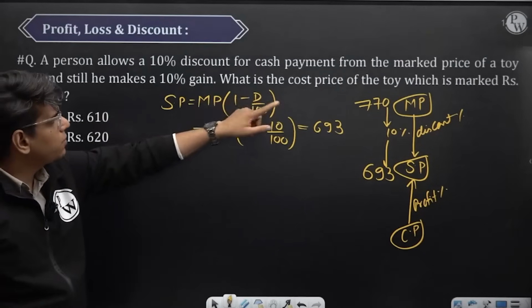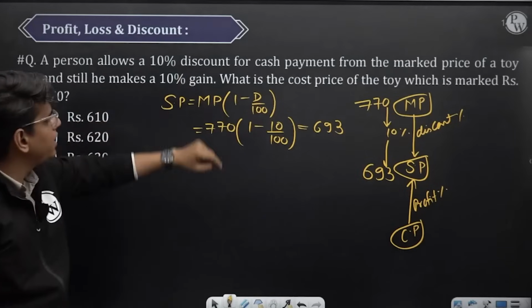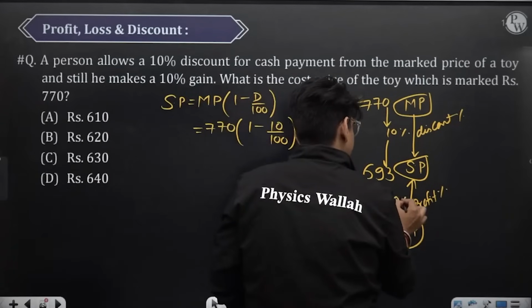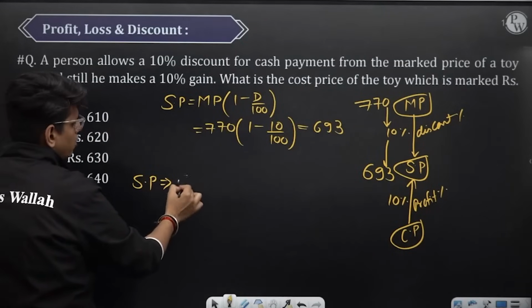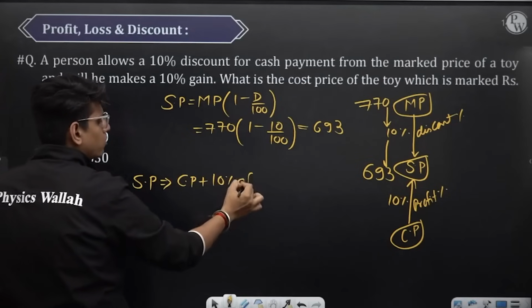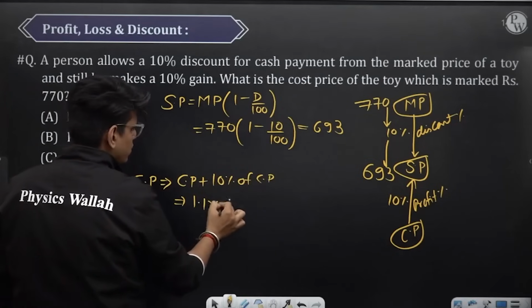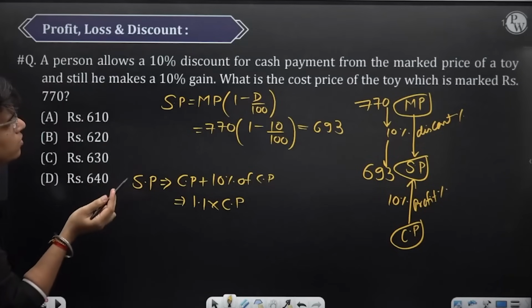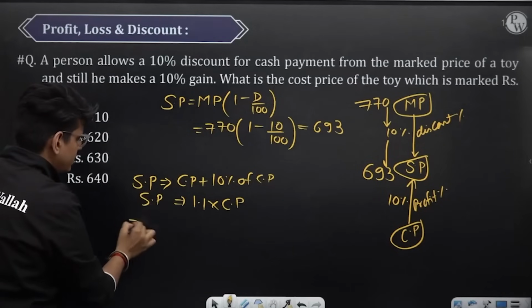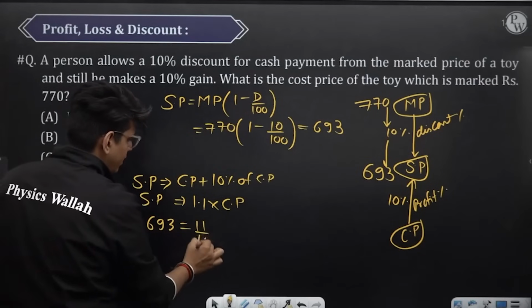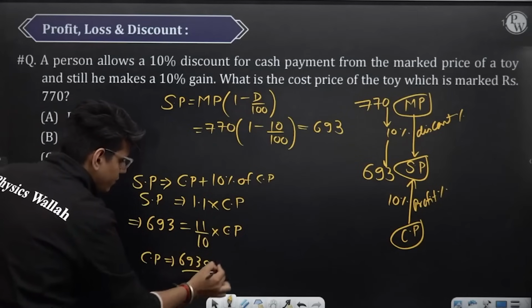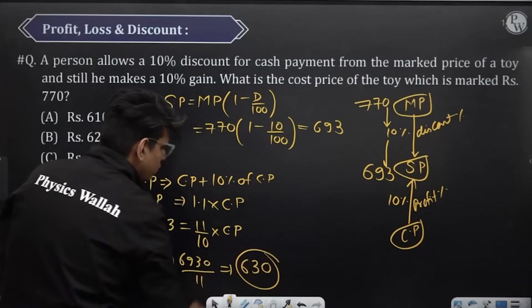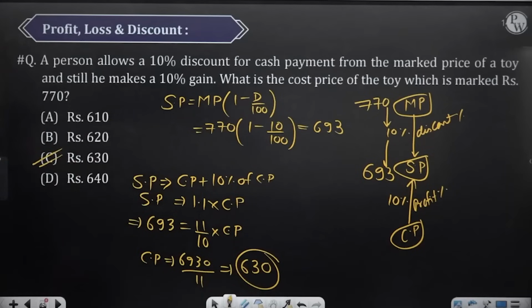He allows a 10% discount on the marked price of the toy, and still he makes a 10% gain. Still the profit is 10%. That means selling price equals cost price plus 10% of cost price. That means 1.1 into cost price. Okay. So what is the cost price? Selling price is 693, and this is 11 by 10 into cost price. So cost price will be 6930 by 11. Now 63. Cost price is 630 in this case.